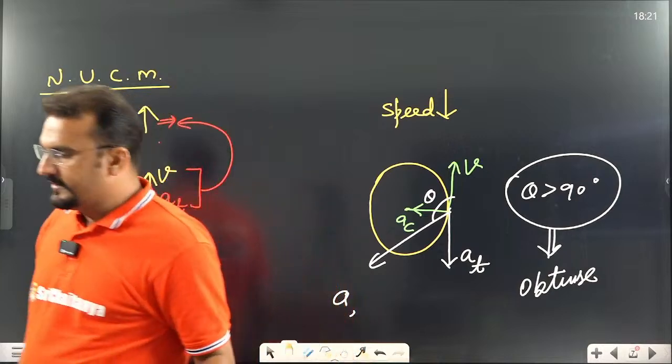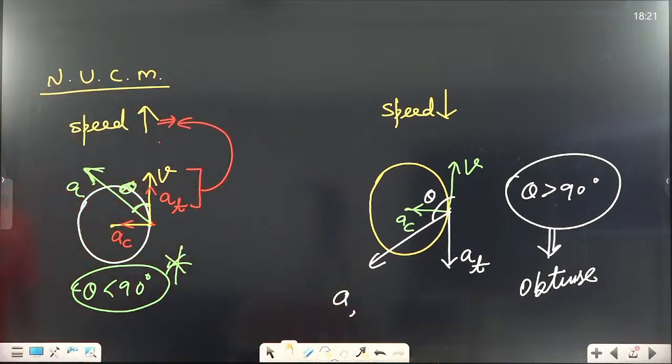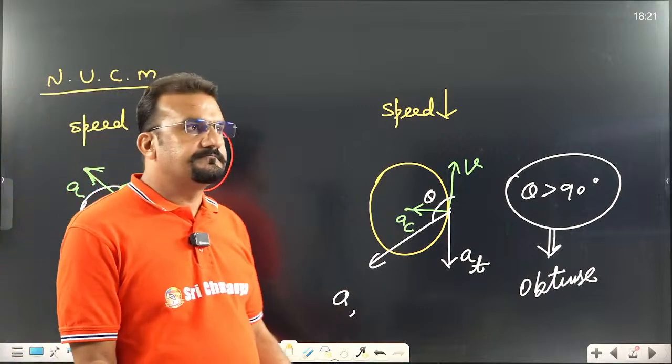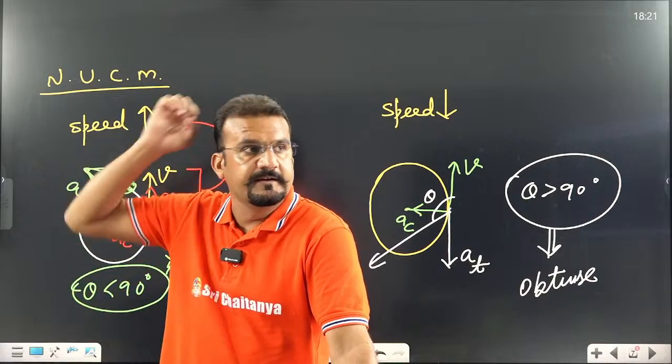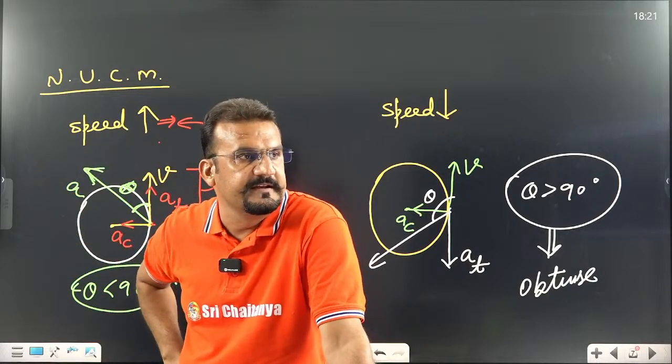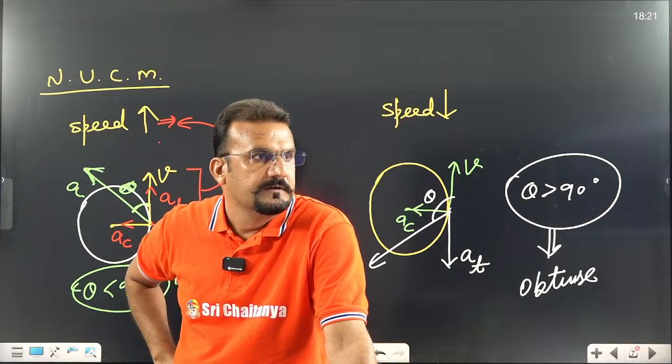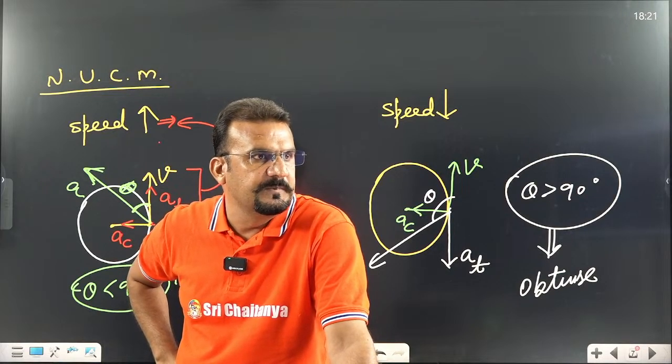Yes or no? Okay, dear student, do it fast. Done? Okay. Then let us move forward. If everything is clear, up to here everything is clear, let us move forward. Speed high, acute. Speed low, obtuse.